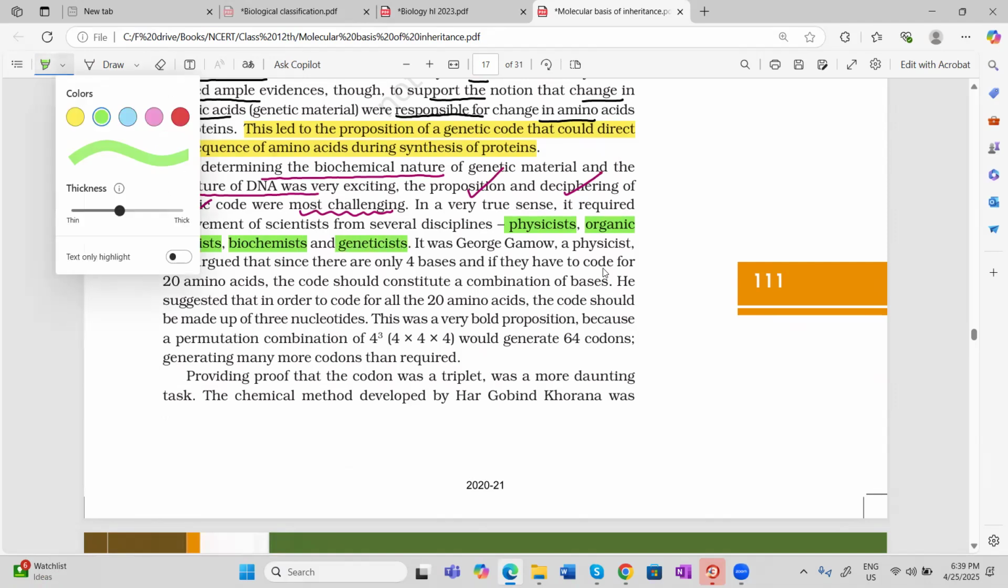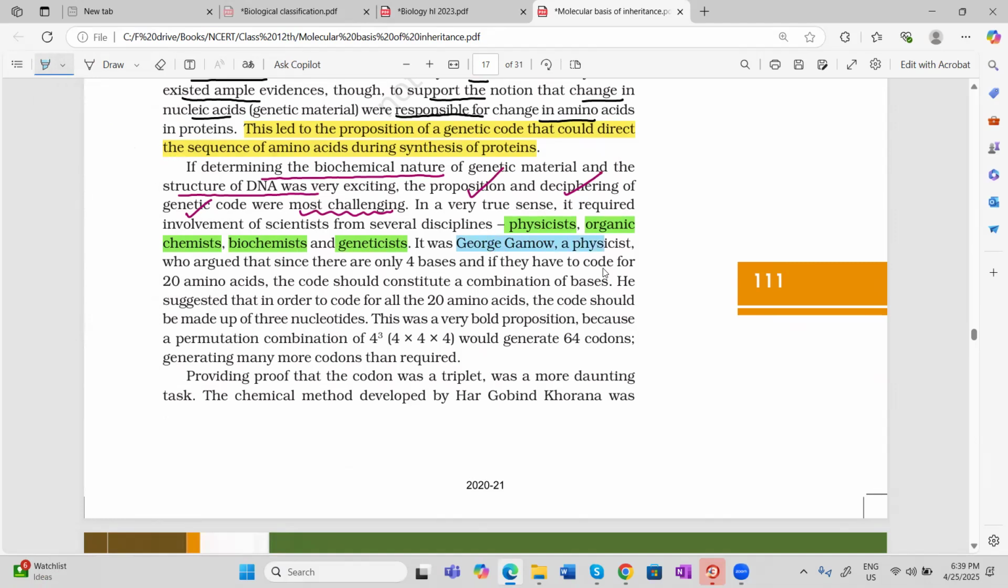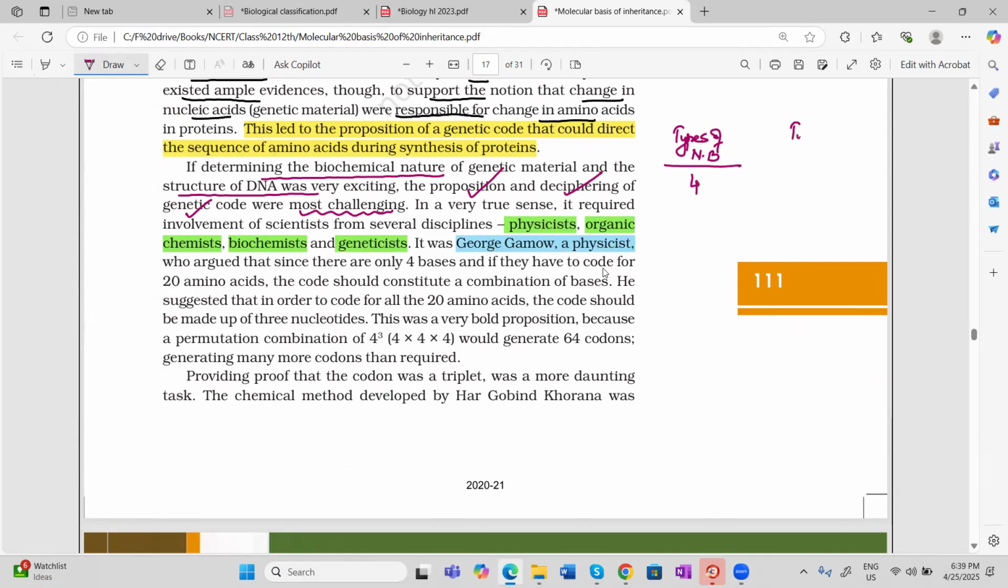The first person was George Gamow, who was actually a physicist, who said that if we see, there are only 4 types of nitrogenous bases, and amino acids are only 20 types. So there should be some relationship between them. 1:1, if I say each codes for 20 amino acids, not possible. A set of 2 means 16. This is for 20, this is also not possible. Then a set of 3. Yes, this is possible for 20 amino acids.